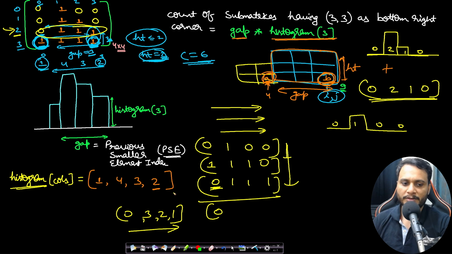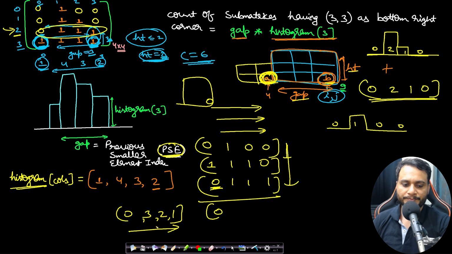So I hope you have understood why we are trying to maintain the previous smaller element, because I want to find out this A, so that I can simply multiply gap with height to count the number of submatrices ending at B, and also add the count of submatrices ending at this A. That's why we are maintaining the previous smaller element index. And the second thing, why this is a histogram problem: we are solving it left to right, top down, and as we keep on solving, all the previous items that you have seen on the top are considered, because each cell we are considering as the bottom right corner of a submatrix.